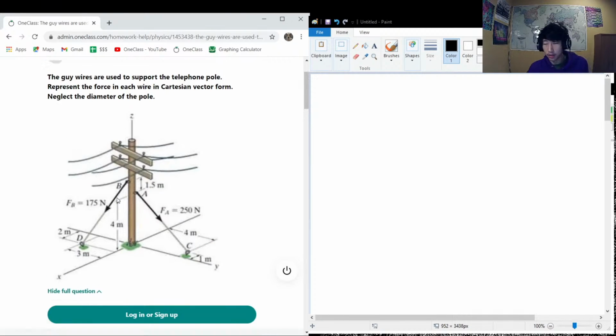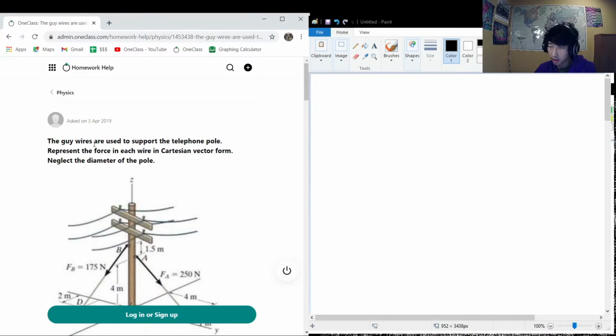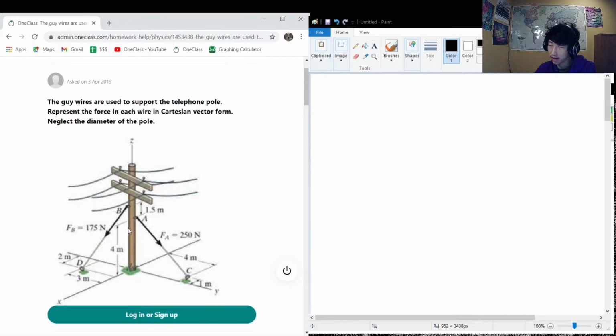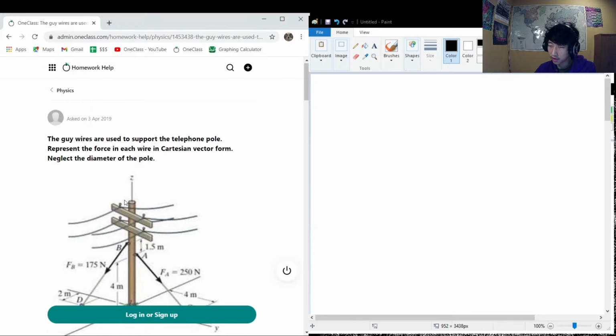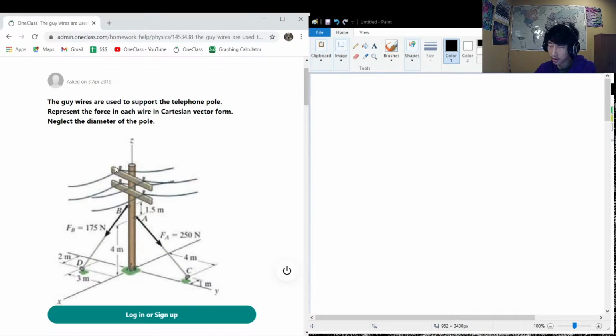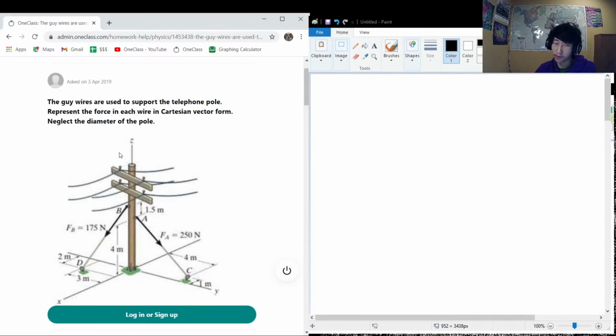Okay, so the next question that we have on the menu today is giving us this diagram. With this diagram, the guy wires, I think it means the guide wires, used to support this telephone pole are, I guess, as they are in this diagram. So we want to get the force in each one of these guide wires, FP and FA, and we want to get them in Cartesian vector form. This is a fairly straightforward question.